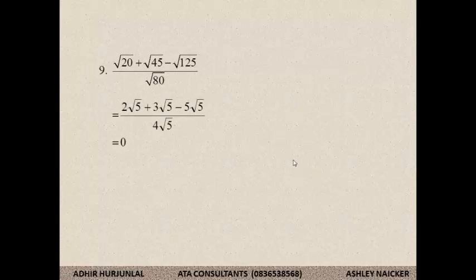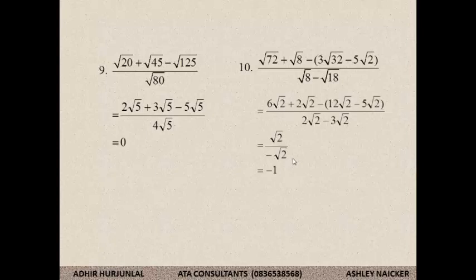Number 9. The answer for number 9 is 0. And last but not least, number 10. Number 10 is a very, very difficult examination question. The square root of 72 is 6 root 2. The square root of 8 is 2 root 2. Watch the brackets. We simplified and we worked with the brackets. We multiplied the bracket out. You are left with root 2 over minus root 2. Cancels, cancels. You're left with an answer there of minus 1.